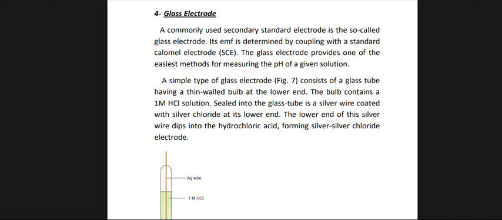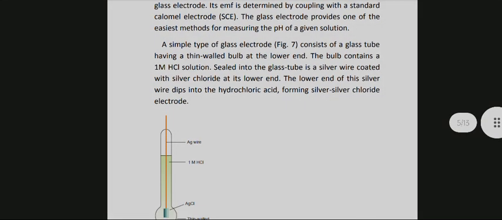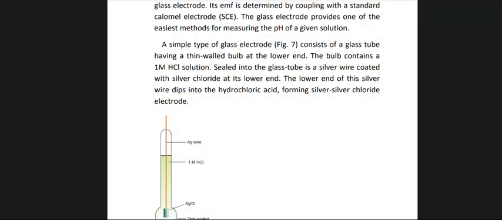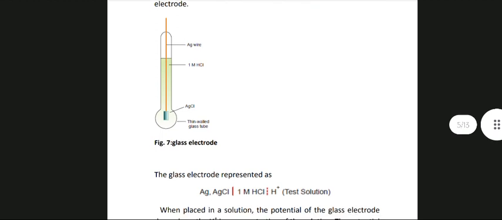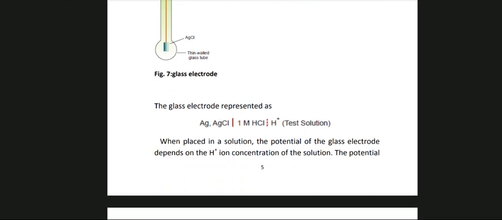A simple type of glass electrode consists of a glass tube having a thin-walled bulb at the lower end. The bulb contains a 1 molar HCl solution. Sealed into the glass tube is a silver wire coated with silver chloride at its lower end. The lower end of the silver wire dips into the hydrochloric acid, forming a silver chloride electrode. The glass electrode is represented as Ag | AgCl | 1 molar HCl | H+.